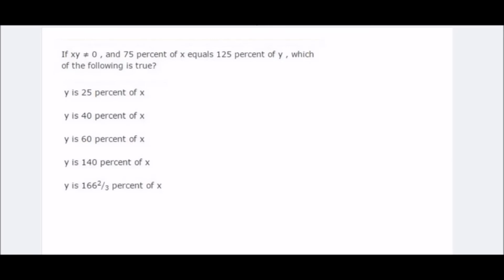Here is our next question. If xy is not equal to 0 and 75% of x is equal to 125% of y, then which of the following is true? First analyze this situation.